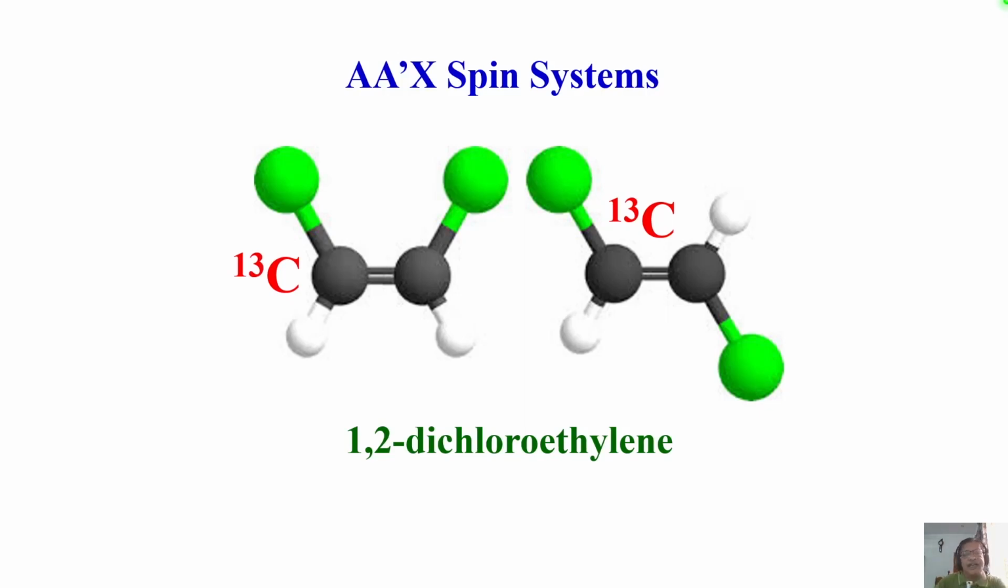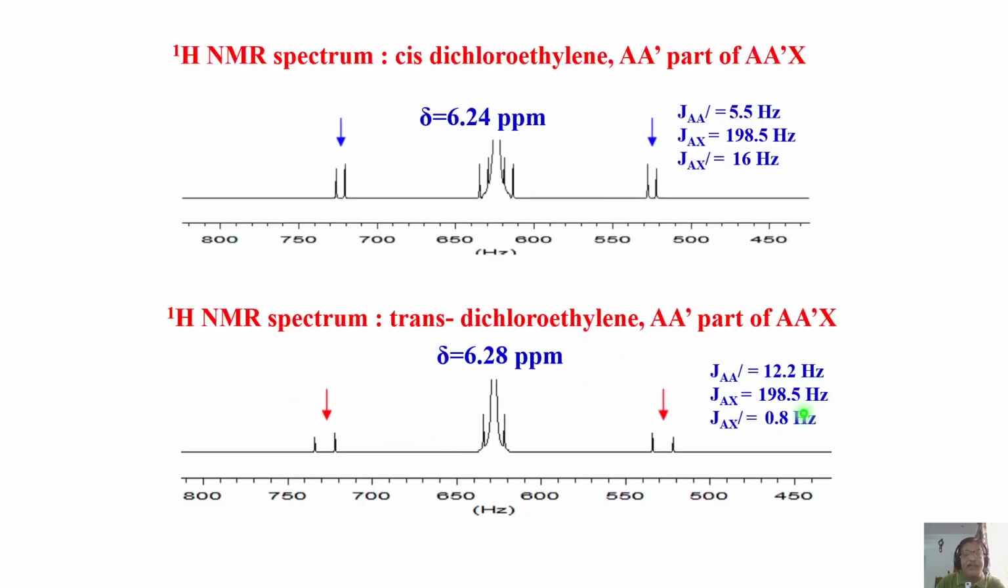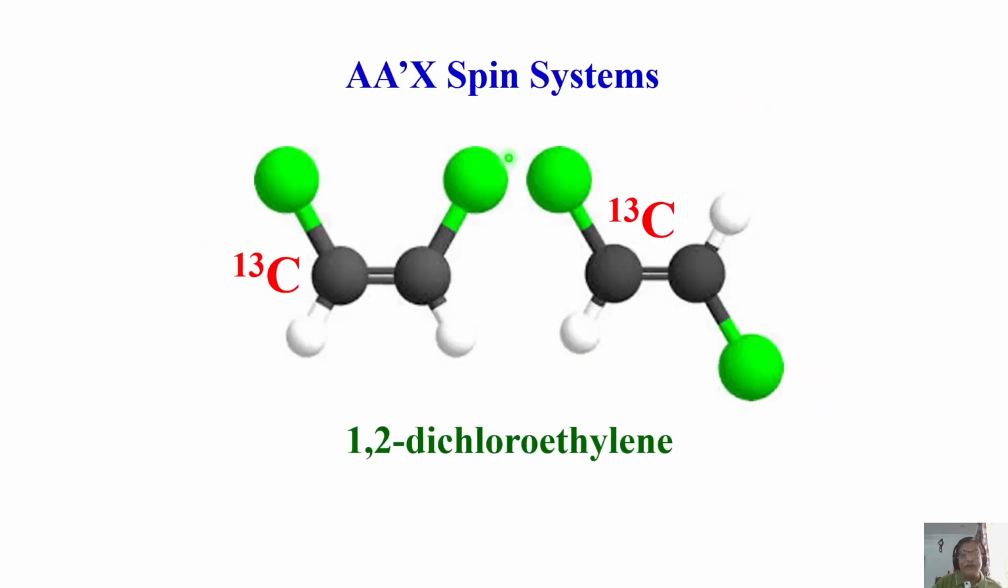You understand? This is analogous to the A2 spin system. Here also the coupling is there. Okay, but you will not be able to see this in the proton spectrum, but you can get it in a different way. So in this case, this is cis and this is trans configuration of 1,2-dichloroethylene. If I look at the proton spectrum, see, this is the proton part, the AA prime part. What type of spectrum are you going to get here? Only one line. Here we get one line because of symmetry.